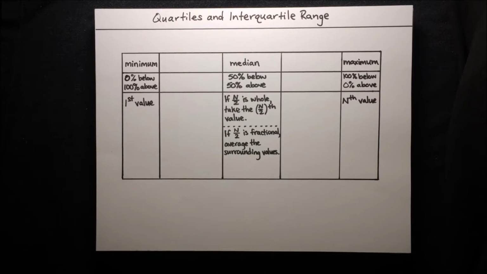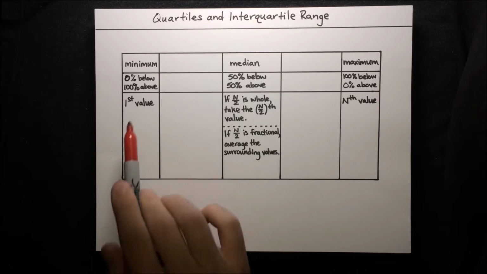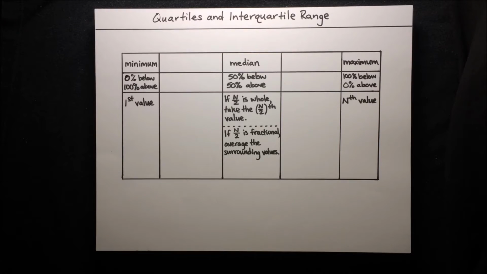The minimum is the value such that 0% of the other values are below this value and 100% of the other values are above this value. And if the dataset is sorted from least to greatest, then of course the minimum is just the first value of the dataset. Likewise, there's also the maximum. The maximum is the value such that 100% of the other values are below this value and 0% of the other values are above this value. And if we've got a dataset sorted from least to greatest, then the maximum is the last value in the dataset. So if there are n values in the dataset, then the maximum is the nth value, the last value.